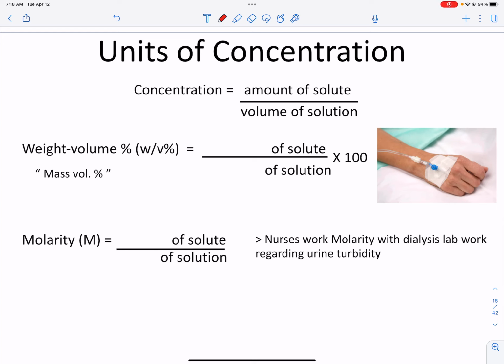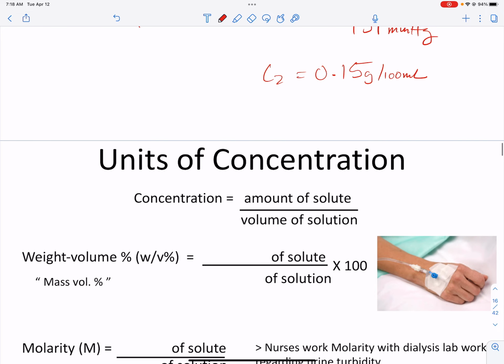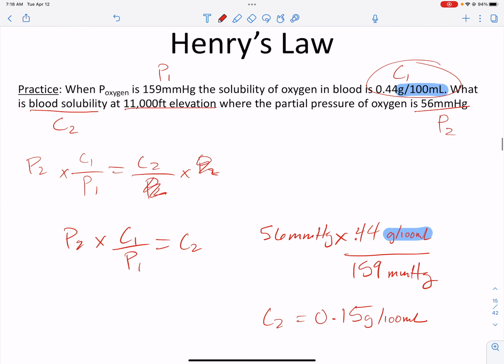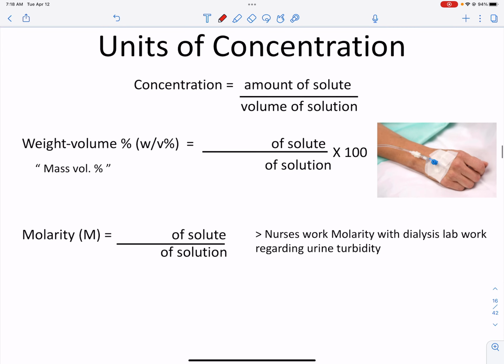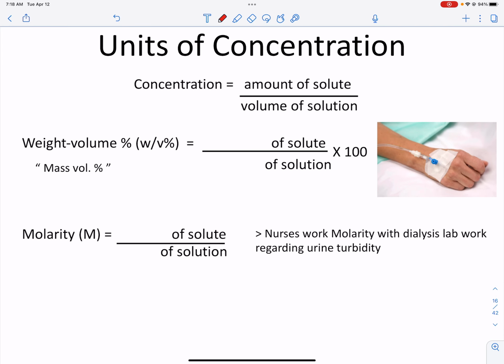Hey everyone, we're going to pick up with units of concentration in our Chapter 9 lecture slides. So we had previously done a Henry's Law problem, and the slide I'm talking about is right after that. Just to give you a heads up, we are going to cover 6 topics today.